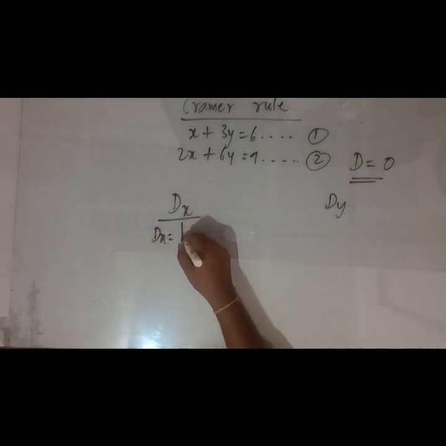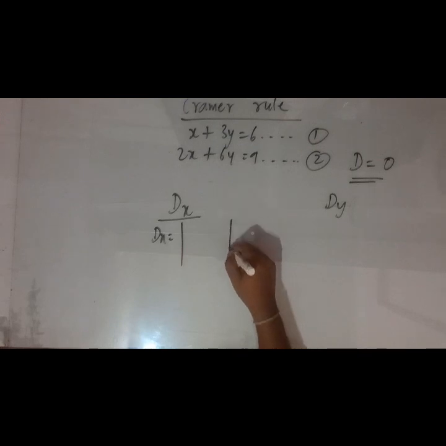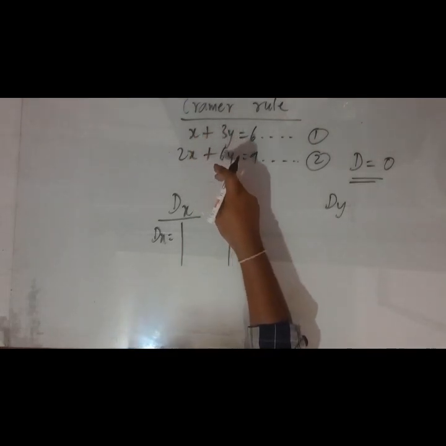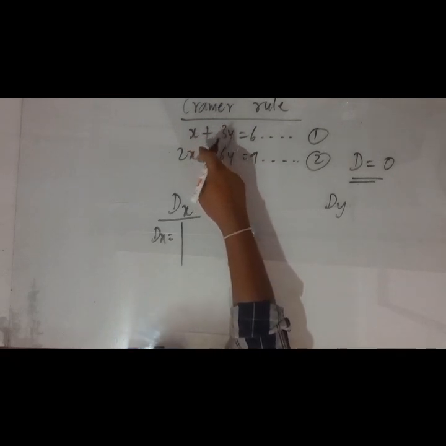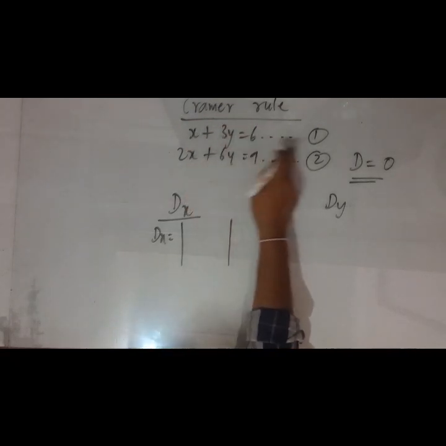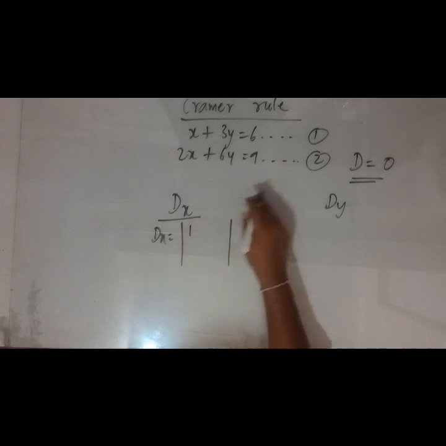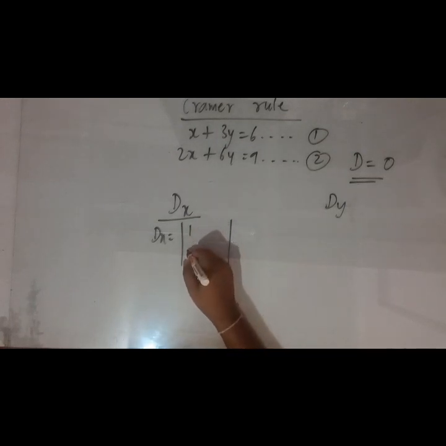Okay, so how do you find the dx? So dx you can find this way. You have to again write a determinant. Now here, what is the coefficient of x? For equation 1, the coefficient is 1. For equation 2, the coefficient of x is 2.